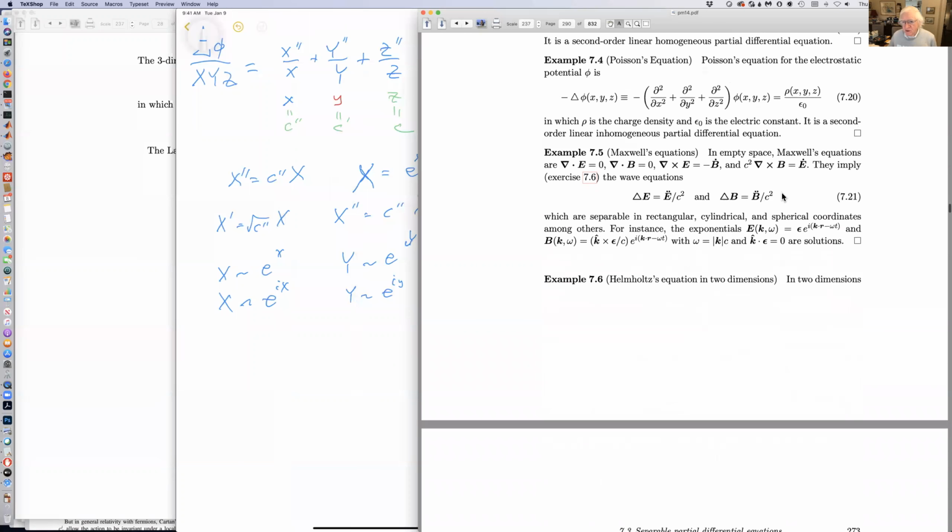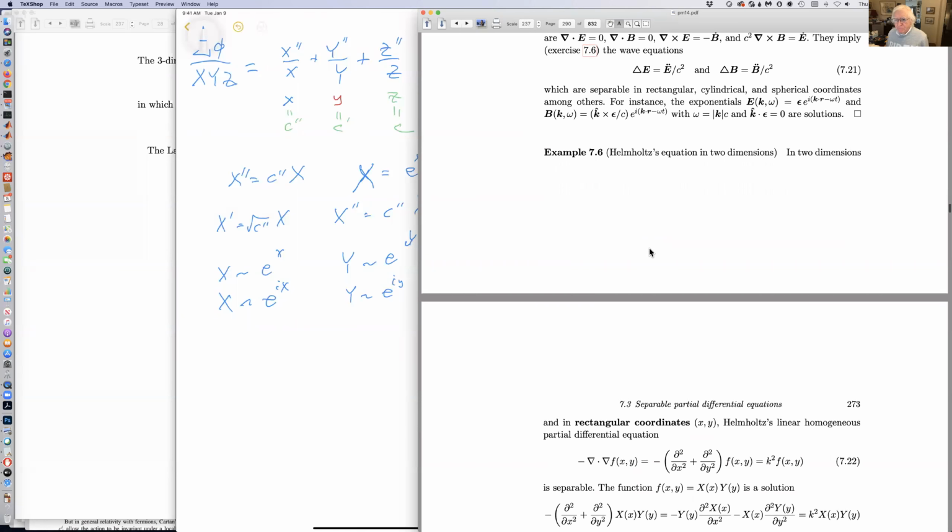Of course, we have Maxwell's equations, and in empty space, they take this simpler form, and E and B then obey these wave equations, and these are separable in many different coordinate systems: rectangular, cylindrical, and spherical. And for example, the exponentials like this describe plane waves. In fact, light is described by plane waves like this.